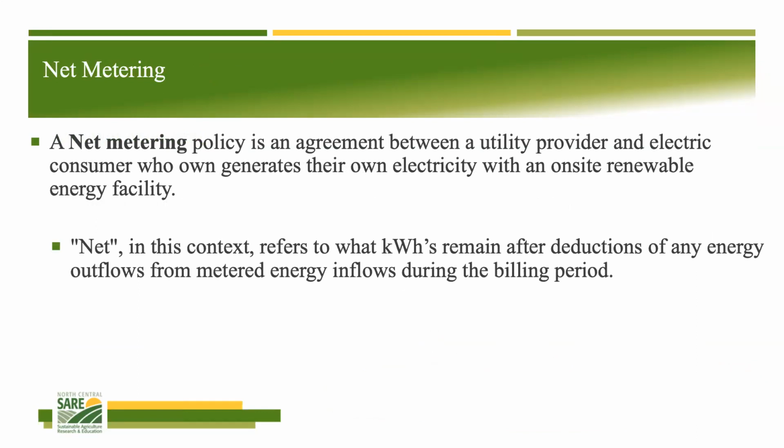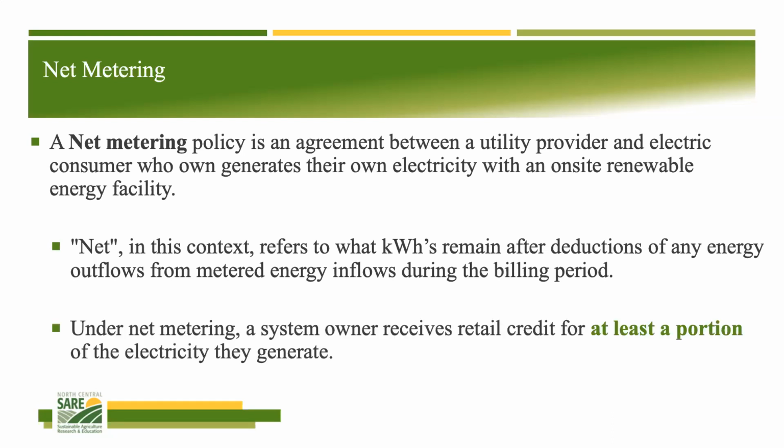And so if we think about kilowatt hours in, or energy inflows, so what are we bringing in from the utility through the utility grid onto our site? We take that and think about inflows minus outflows, what we would be sending out. Net's going to refer to what's left over at the end of the billing period. And under net metering, essentially what we'll be looking at is whatever's left at the end of that billing period, that net. System owners will be compensated for at least a portion of that.